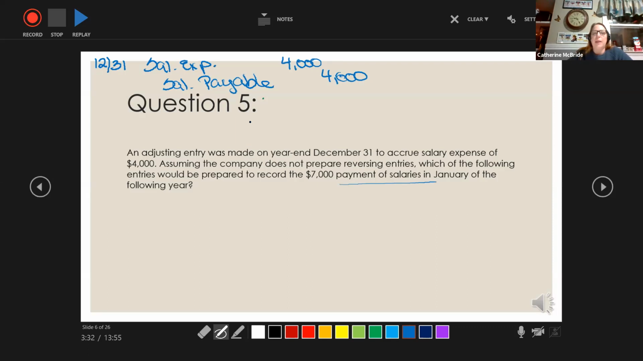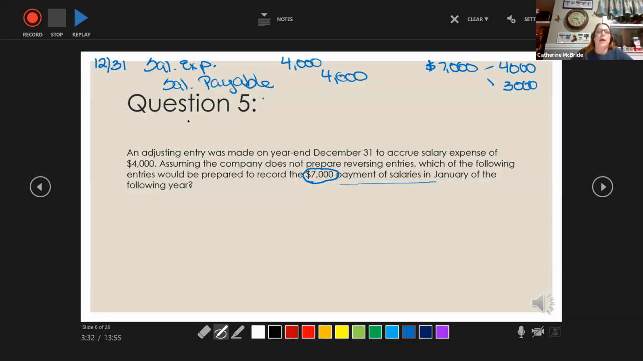In January, we're going to do payroll, and the payroll is $7,000. What that means is that of this $7,000, $4,000 is from the prior month, and $3,000 is from this month. Does that piece make sense? Yes. Okay. So when we record this, think about what you know.